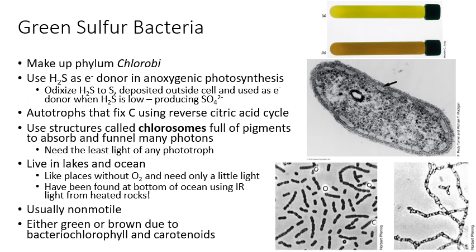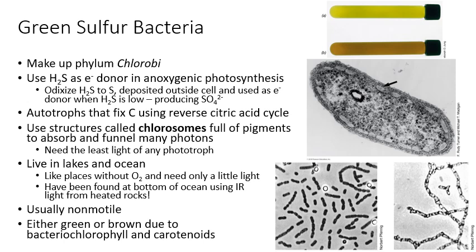You can see some chlorosomes here. They're usually just underneath the cell membrane. There are these membrane-bound cylinders formed by folds of the cell membrane, and they're just packed full of pigments. So they're able to absorb a lot of photons in those chlorosomes, and then each chlorosome is going to funnel all of those photons in towards a photocenter where photosynthesis would actually be taking place.